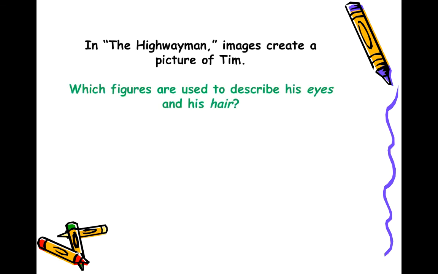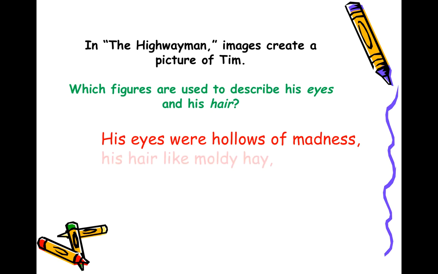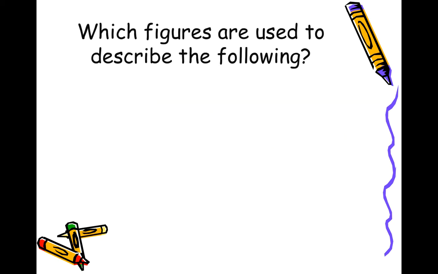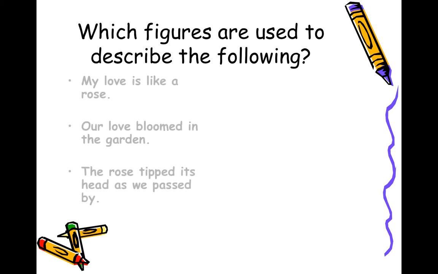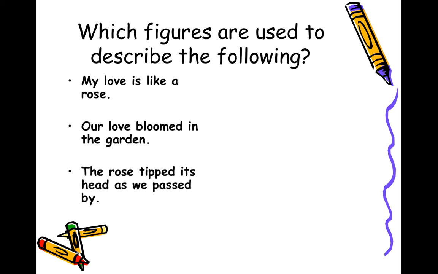In The Highwayman, images create a picture of Tim. Which figures are used to describe his eyes and his hair in the following lines? Which figures are used to describe the following? Click on the tag and answer the questions.